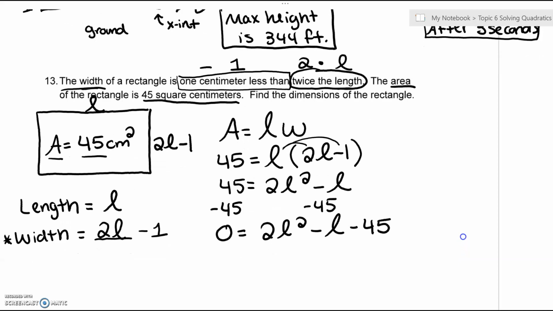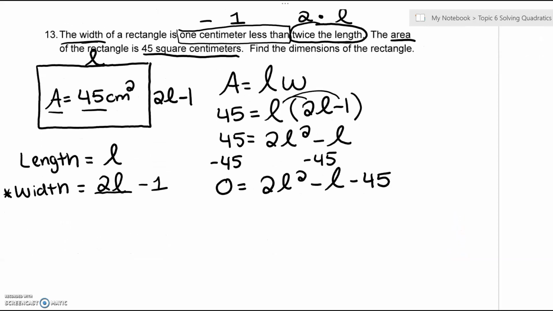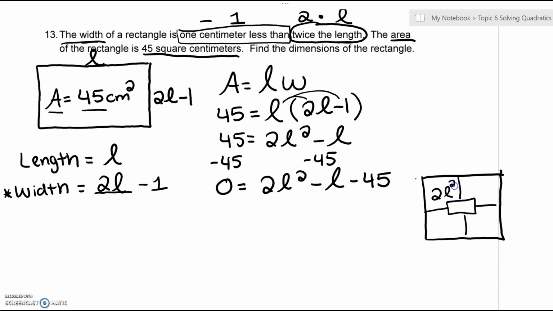And the fastest way to do this is just to use sheer brain power and factor this. So we can use the box if we want to. Draw it out right here. So in the top corner I'll have my 2L squared. In the middle I'll have my negative L, and at the bottom I'll have my negative 45. So remember, I have to list factors of both 2 and 45. My factors of 2: it's a prime number, so it's 1 times 2. So that means the only way I can make 2L squared is 2L times 1L. It's it because it's prime.